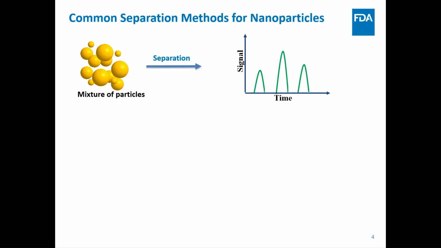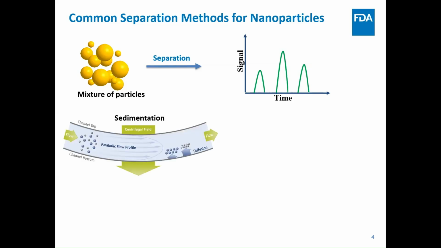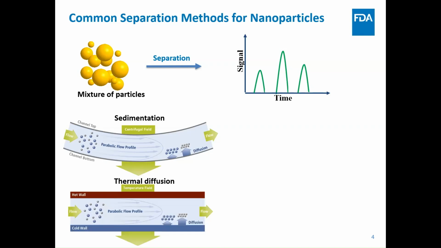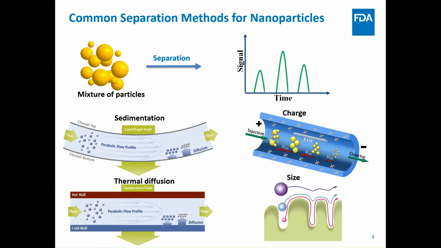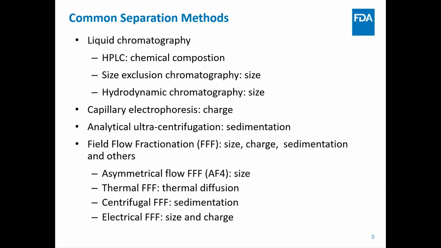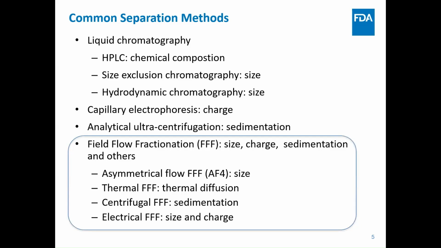We know particles have many different physical chemical properties, and the separation mechanism might be different depending on which property you use. For example, you may separate particles based on their mass or density, based on their thermal diffusion, based on their surface charge difference, or simply based on their size. Depending on the separation mechanism, we may have many different techniques that can be used for this purpose. So today I'm going to focus on one category.